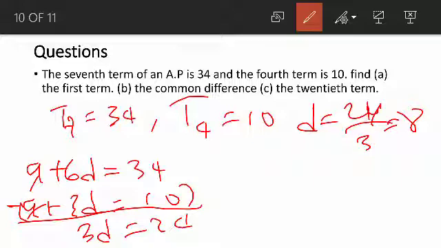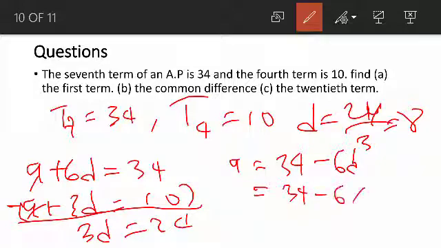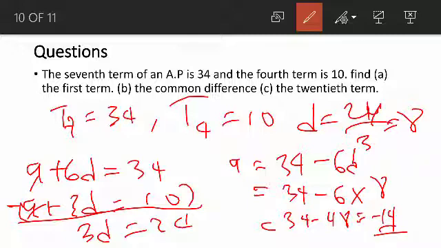We can find the first term using any of the equations. If I use equation 1, we can say that A is equal to 34 minus 6D. That means 34 minus 6 times 8, which is 34 minus 48. That is minus 14. So the answer is minus 14. Okay, so our A is minus 14 and our D is 8.